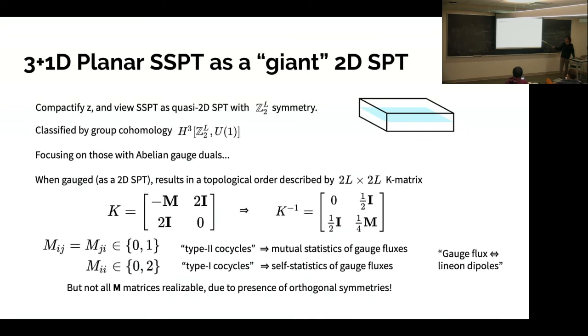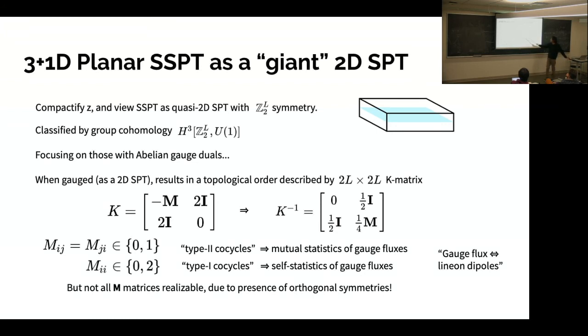So how do we view this 3+1D SSPT? Well, you can always compactify the Z direction and view it as a quasi two-dimensional system, but now there's a sub-extensive symmetry group that goes as Z2 to the L. So it's a 2D system, but with a huge, giant symmetry group. And now we can look at the classification of this as a 2D SPT. This is given by the group cohomology H3 of Z2 to the L. And furthermore, we focus only on phases with abelian gauge duals.